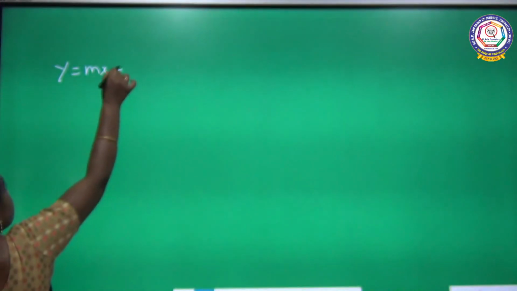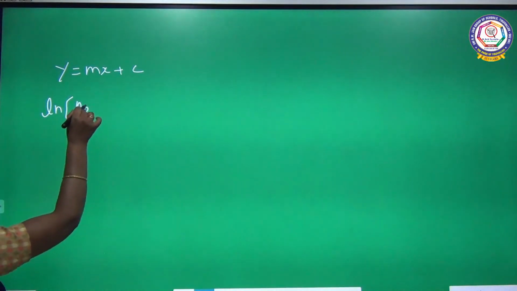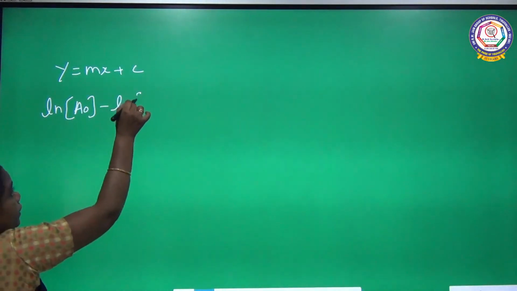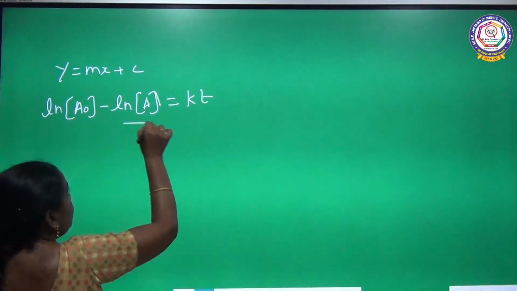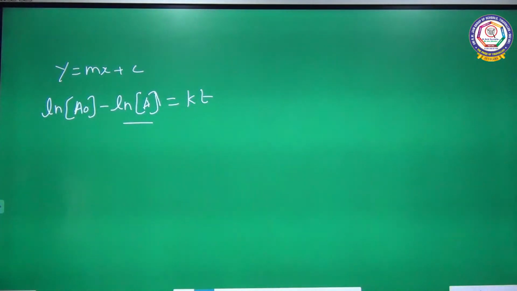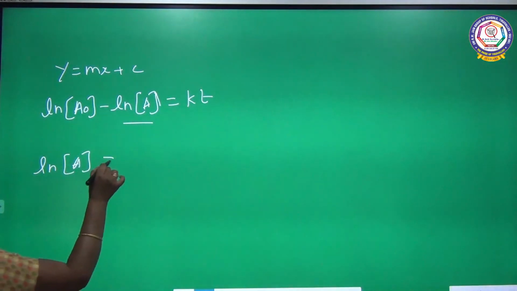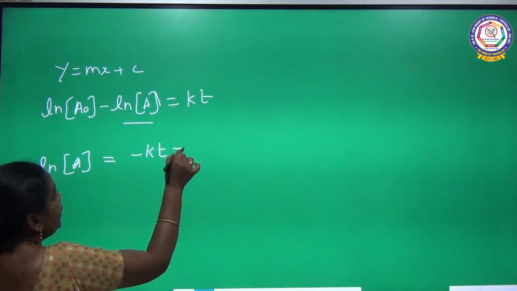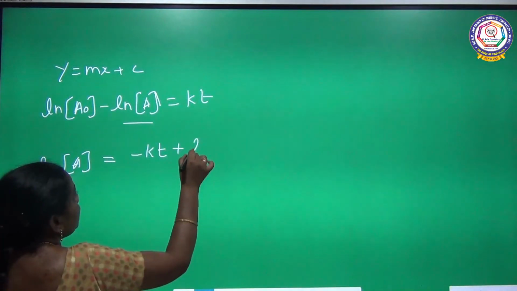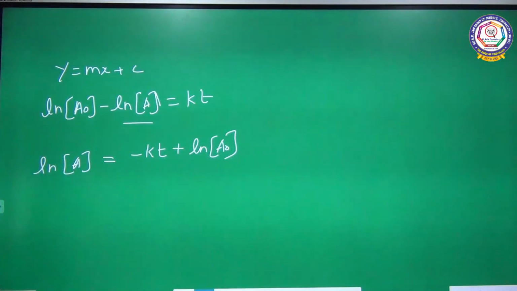This y equal to mx plus c can be written similar to ln A0 minus ln A equal to Kt. Now you take the concentration of the reactant, ln A, on one side: ln A equal to minus Kt plus ln A0.